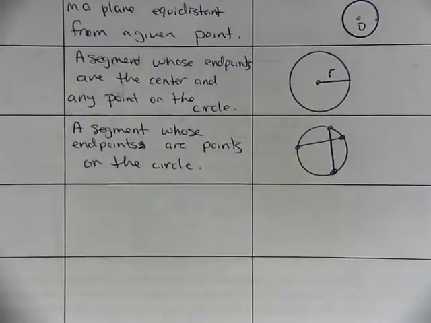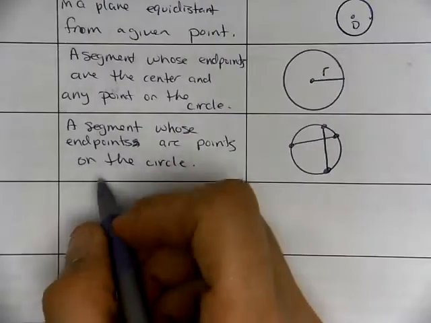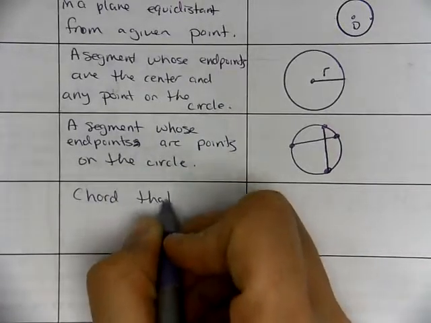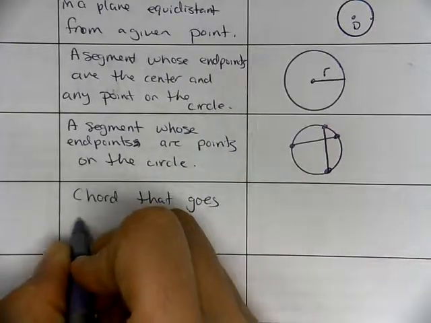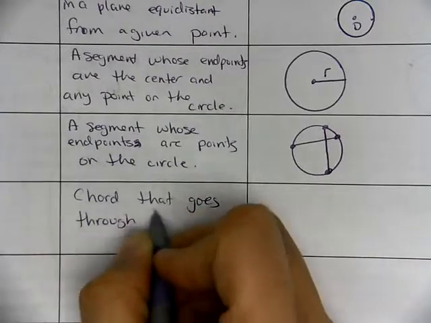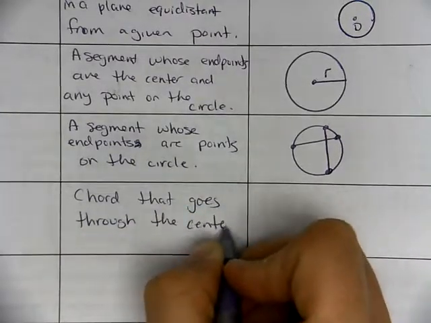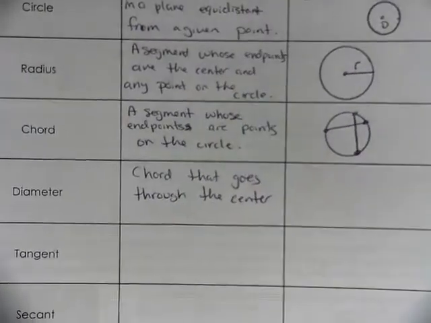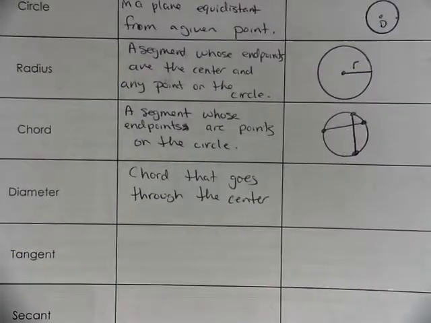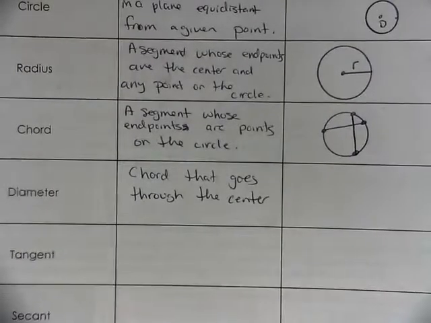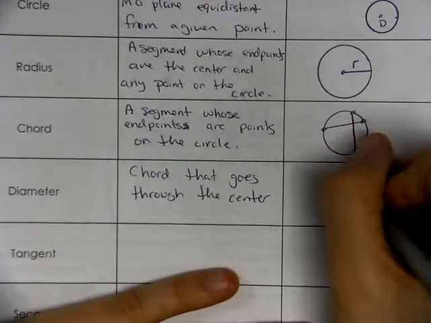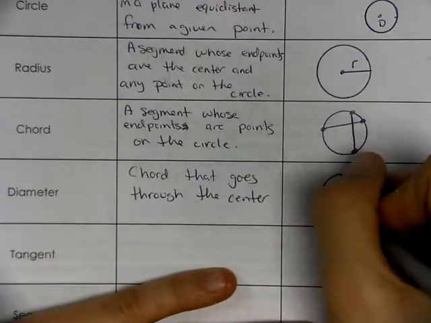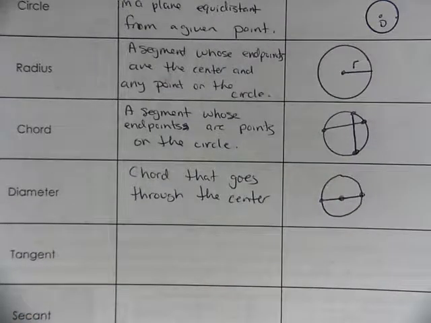A diameter is a special kind of chord. And we've already done diameter, but we haven't defined it. A diameter is a chord that goes through the center. So a chord is any segment, doesn't necessarily have to go through the center. A diameter is a special kind of chord. So its endpoints are on the circle and it has to go through the center.